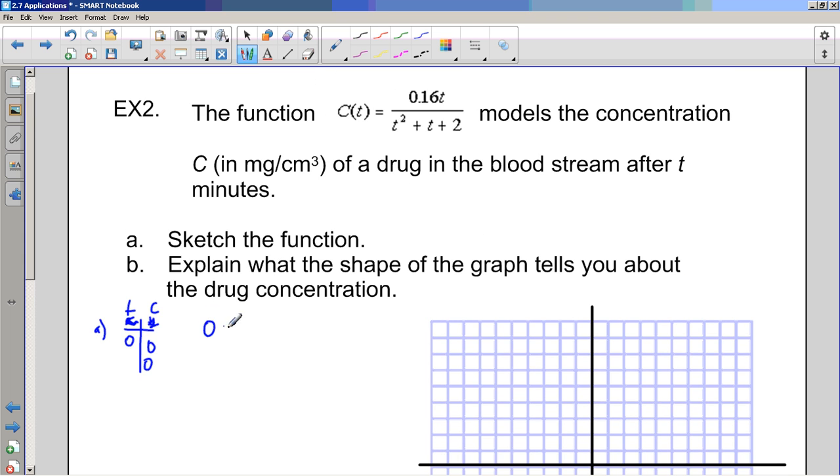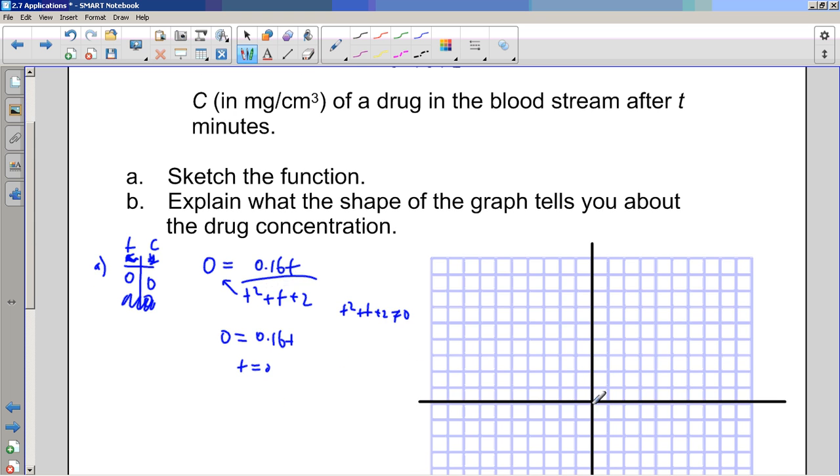We got 0 equals 0.16t over t squared plus t plus 2, and this makes us think about our vertical asymptotes, right? As long as this isn't equal to 0, we can cross multiply, and in fact, then we see the top is 0 only when t is equal to 0, and we don't have any extra t-intercepts. So that gives us that single point at the origin, and then that's it.